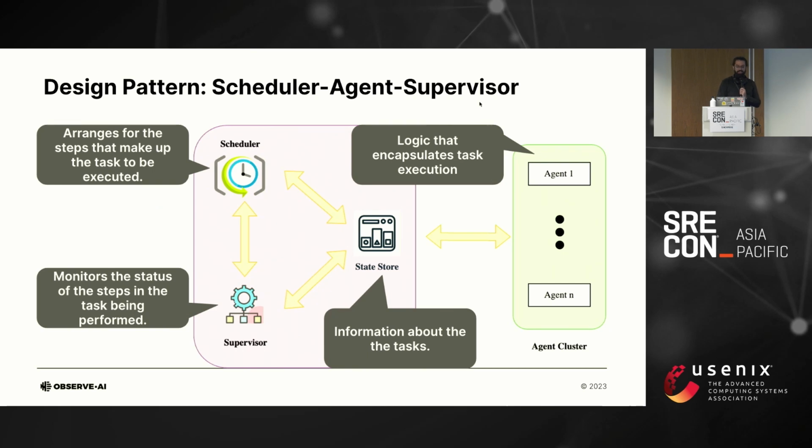Cool. So now, based on this particular thing, what we thought about was a Scheduler-Agent-Supervisor design pattern. So it's a known pattern, but we have slightly modified it for ML workflows. So what we do is we logically split our entire system into two distinct units, right? The one you see in purple is what is called the brain of this distributed system, and the one in green is a cluster of agents.